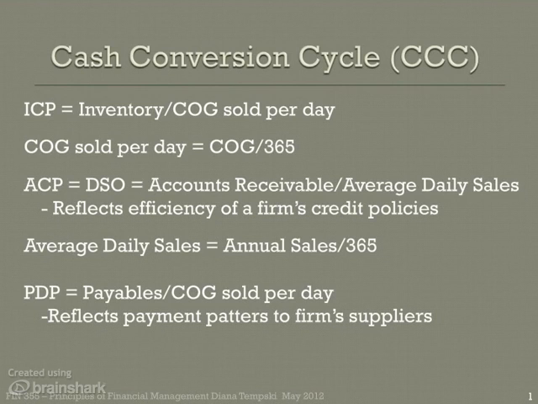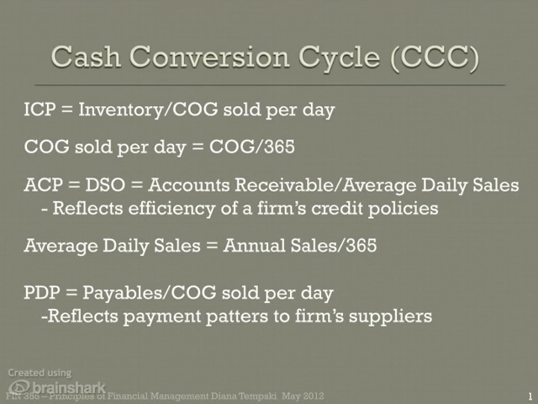So how do we calculate all of these different elements in the cash conversion cycle, all of this alphabet soup, if you will? The ICP, or inventory conversion period, is calculated by taking the inventory outstanding and dividing that by the cost of goods sold per day. Cost of goods sold per day is cost of goods sold divided by 365.